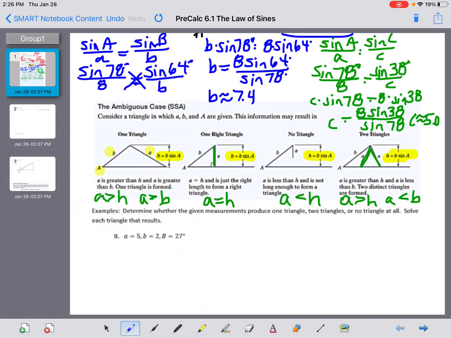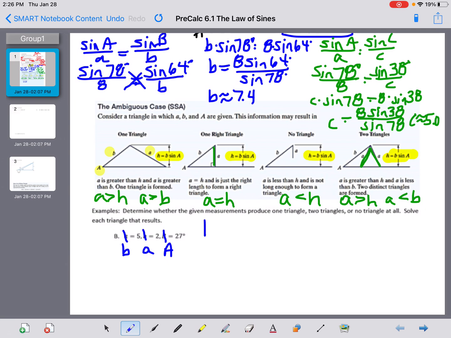Determine whether the given measurements produce one triangle, two triangles, no triangle at all. Solve each triangle that results. Okay, so it doesn't matter. Right away I see A, B, and angle B. I'm going to do a switch and make this angle A, make this side A, and make this B. The reason I do that is so it fits my rule. I want an angle A with a side A. Since they gave me angle B with side B, I need to change them to A, and then my B can be my 5. The angle and the side that go together, I'm always going to call the A, and the other one can be the B.